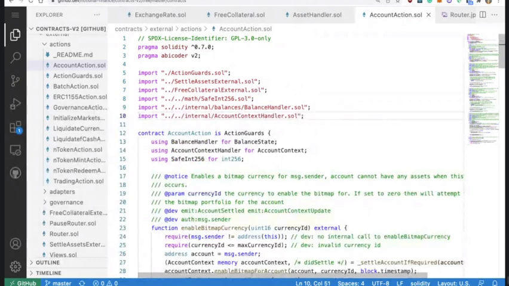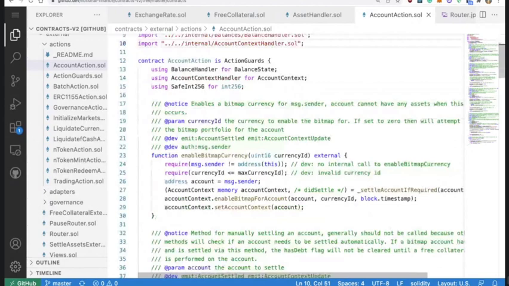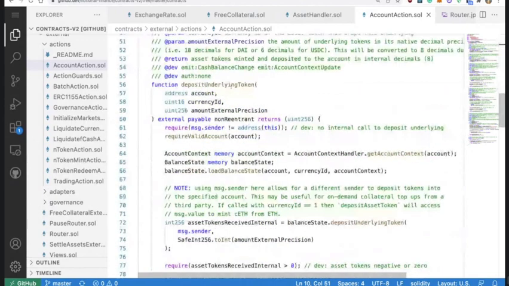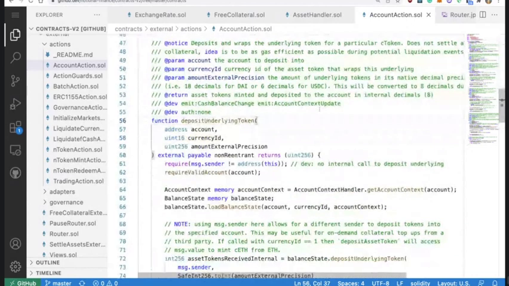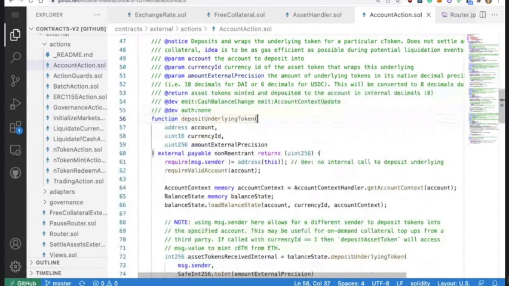Okay, so is there actually a function called deposit? Maybe that'll be where we dive in. Yeah, there is. Well, there's two of them. There's one which is deposit underlying token, and then there's deposit asset token. If you deposit an underlying token, that would be like USDC or DAI. And like I said before, we're going to wrap that into C tokens. So in here, it'll transfer from, and then mint some C tokens and do the accounting for you. And then the other one will just transfer the C tokens.